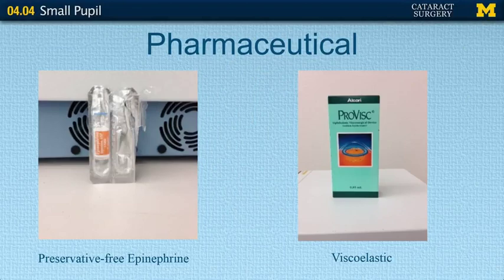Another way to increase the size of the pupil during surgery is using medications. So the first one would be preservative-free epinephrine, which is typically put in the BSS ball during cataract surgery to help to maintain pupil dilation. The other agent would be viscoelastic, using a higher molecular weight viscoelastic such as Provisc. This can help to keep the pupil dilated during surgery.